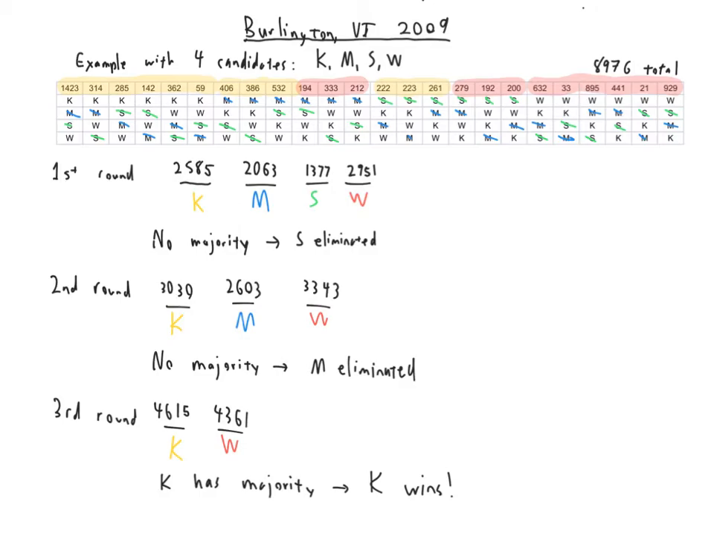So it makes sense that most of the voters who voted for M would have had K as their next choice after M. You can think of this 2603 in the second round as being split up between candidates K and W, and it turned out that most of that 2603 went to candidate K because of how voters ranked their candidates. So this was Burlington's voting system. Everyone knew the voting system ahead of time, everyone played by the rules, so it's hard to make an argument that the voting system itself was unfair.